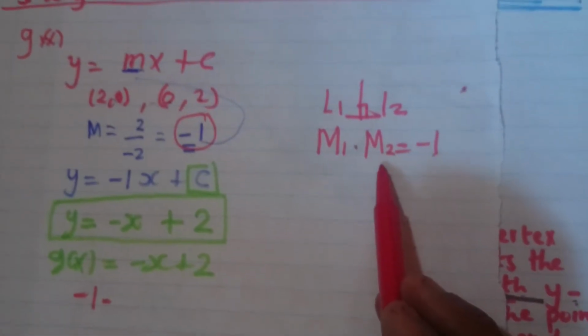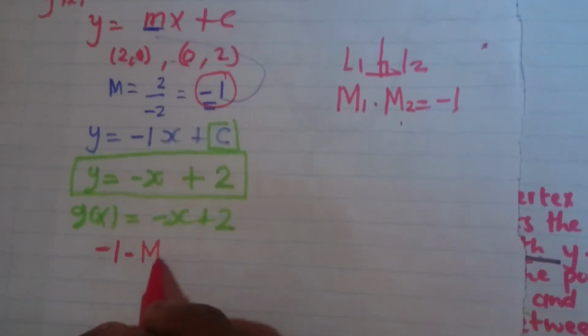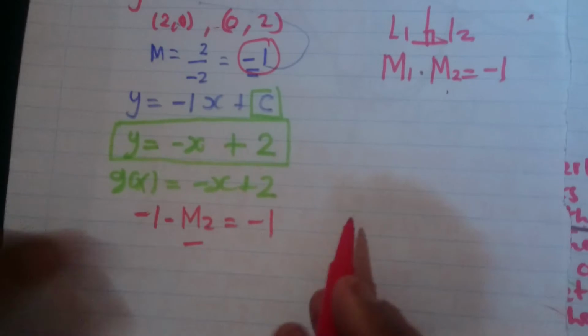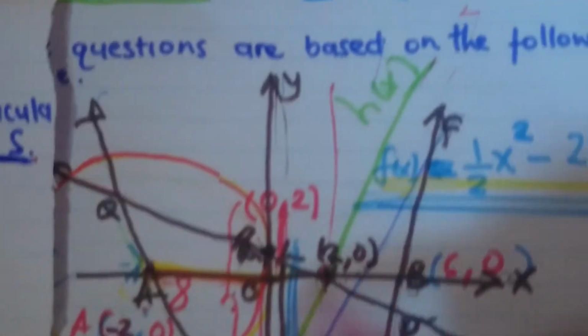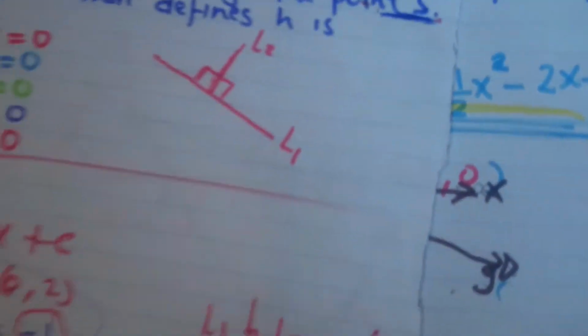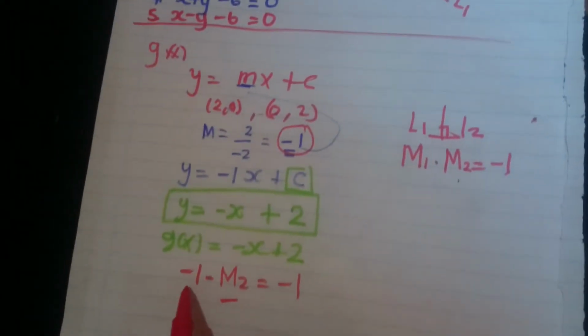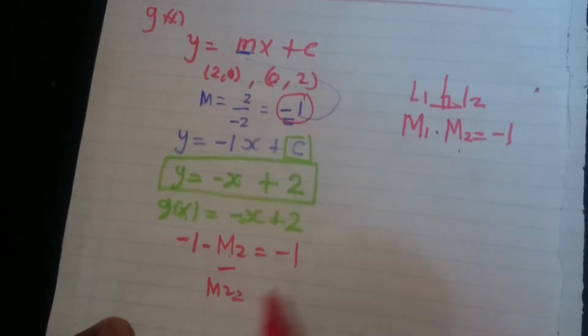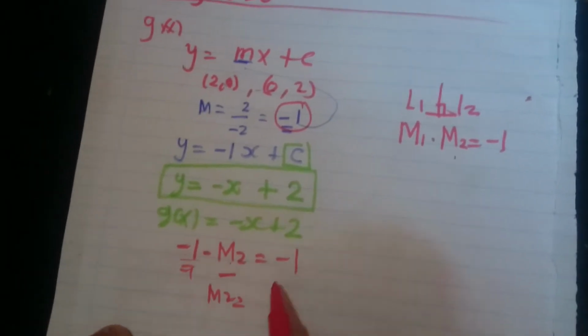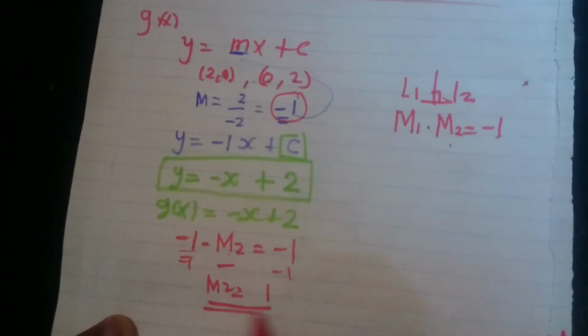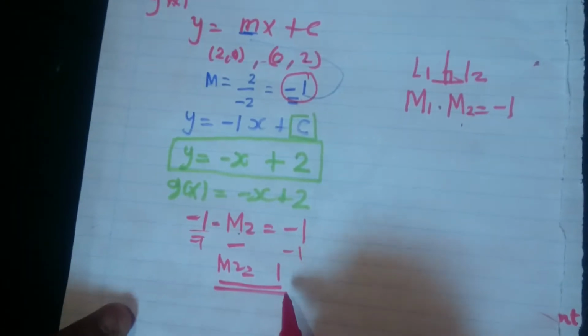But how do we say? We have to multiply by the second slope of the new line, which we don't know, equal to negative 1. This slope is going to be the slope of this line here. So now negative 1 times m2 equal to negative 1, so m2 equal to negative 1 divided by negative 1, equal to positive 1. So slope of line 2 equal to positive 1.